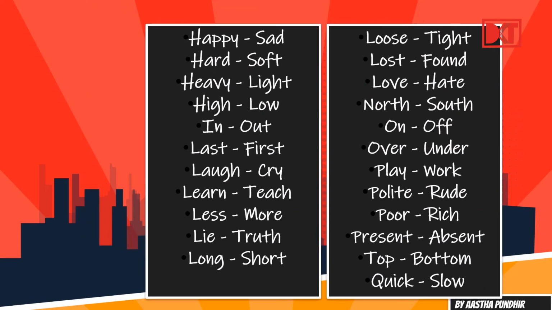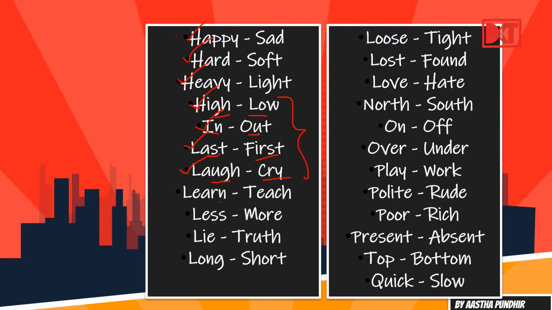Here we have a few more examples for you. Happy and sad, which we did. Hard and soft. Heavy and light. High and low. In and out. Last and first. Laugh and cry. Hasna, rona. Pehla, aakhri. Andar, bahar. Upar, neeche. Getting it?